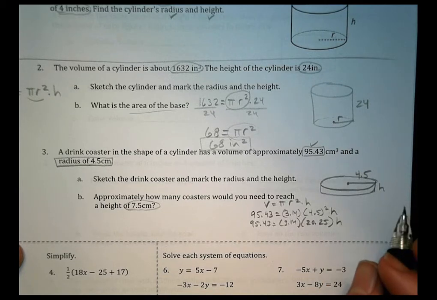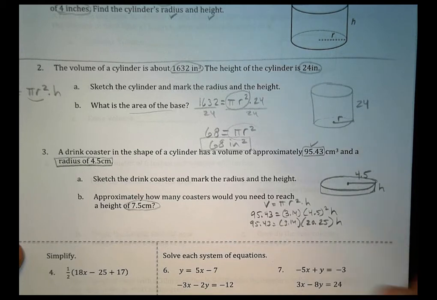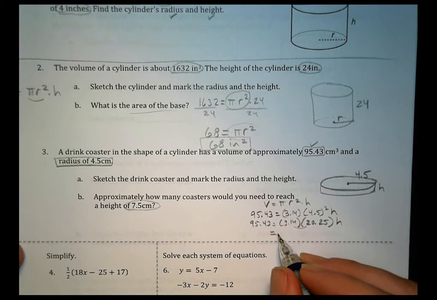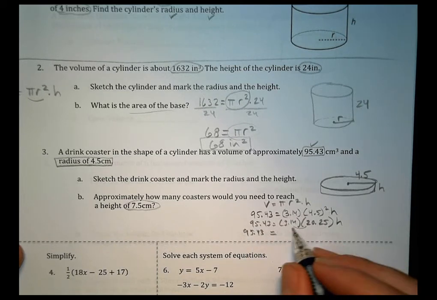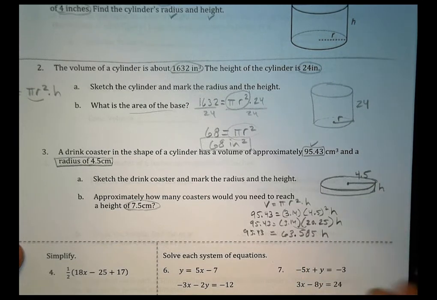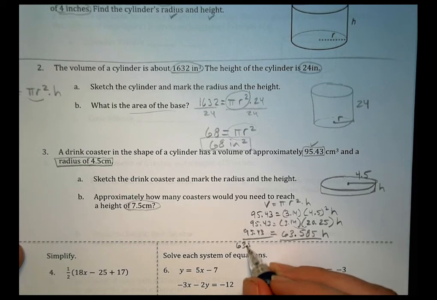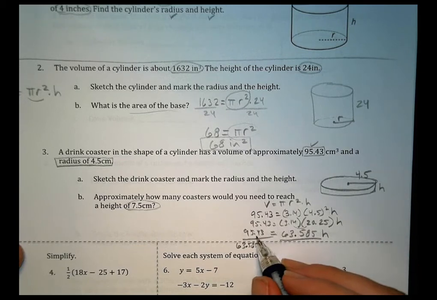So now the next step is to multiply this together and then divide however you want to go about it. I went ahead and multiplied mine together first. Multiplying those together, we still have 95.43 over here. These combine to make 63.585 times h. So now when I divide both sides by 63.585, I can get a value of h.